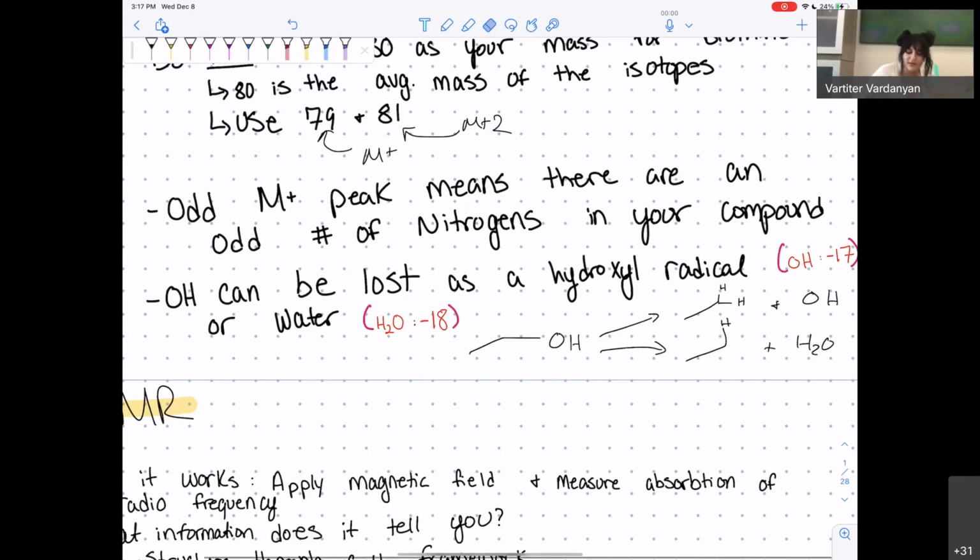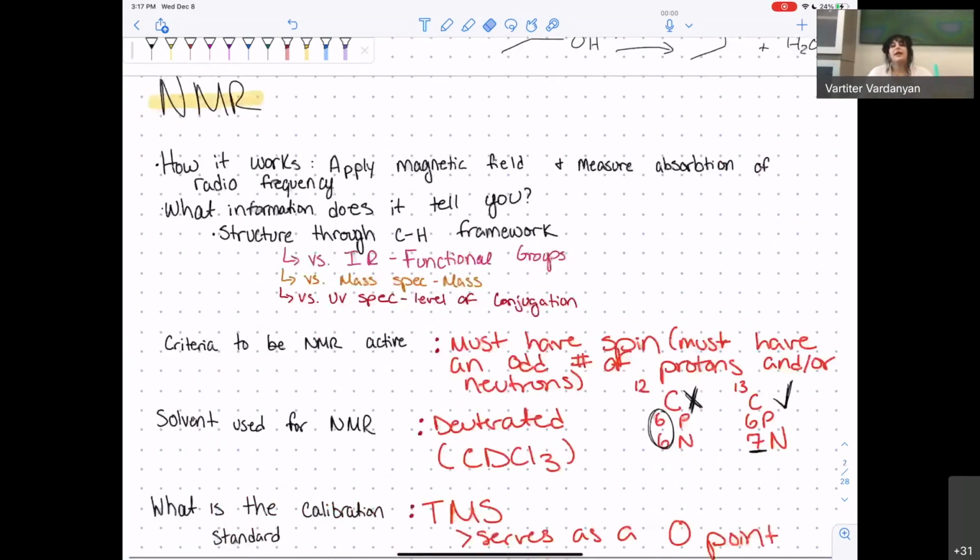All right, cool. So moving on to NMR. NMR is basically when you apply a magnetic field and you measure the absorption of a molecule. Anything more than that is not really relevant for you to know. The information that this tells you is the carbon-hydrogen framework. So you're learning about structure.